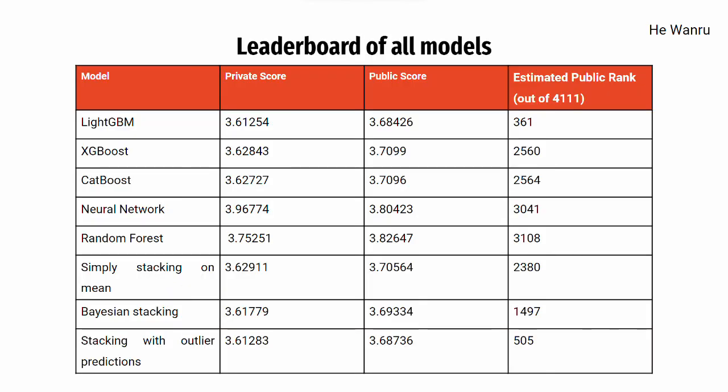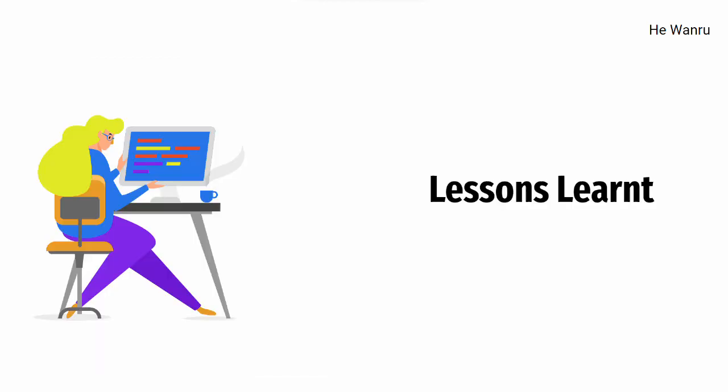As we can see from the leaderboard, LightGBM performs the best with the lowest RMSE score of 3.68426. It also has the highest ranking position of 361, which places us at the top 8.78%. Next, we will summarize the key learning points from this project.